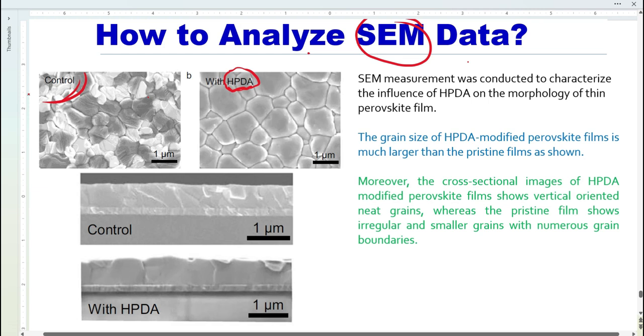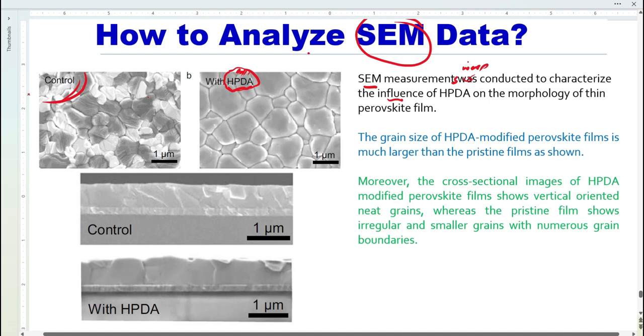So we can start like this: SEM measurement was conducted to characterize the influence of HPDA. Yes, we want to see whether this HPDA does some modification to the surface, some changes to the surface or not. So, to find the impacts of HPDA on the perovskite morphology, the perovskite surface. Yes, so clearly there is a change.